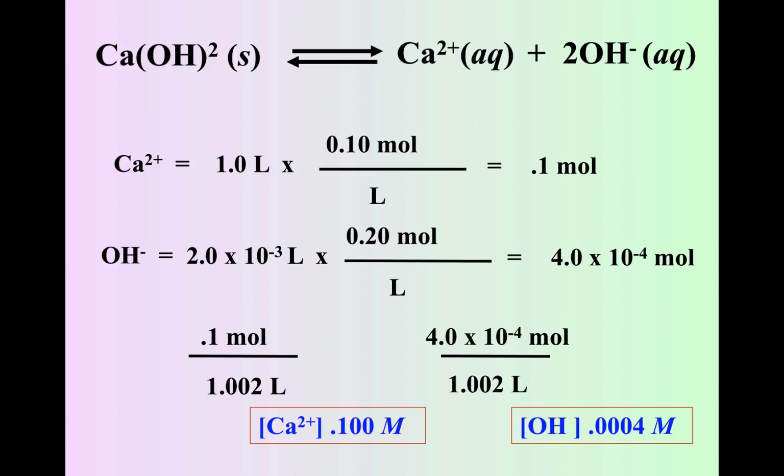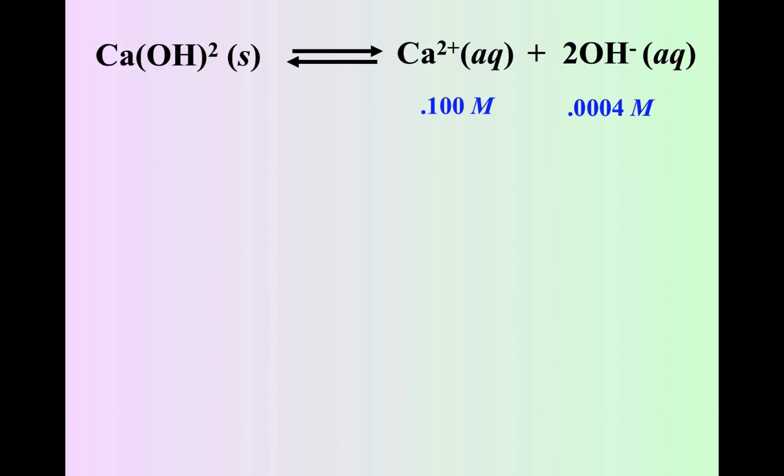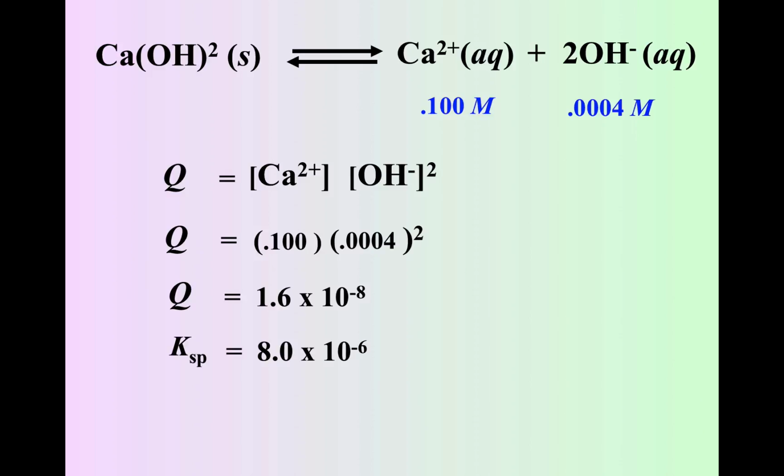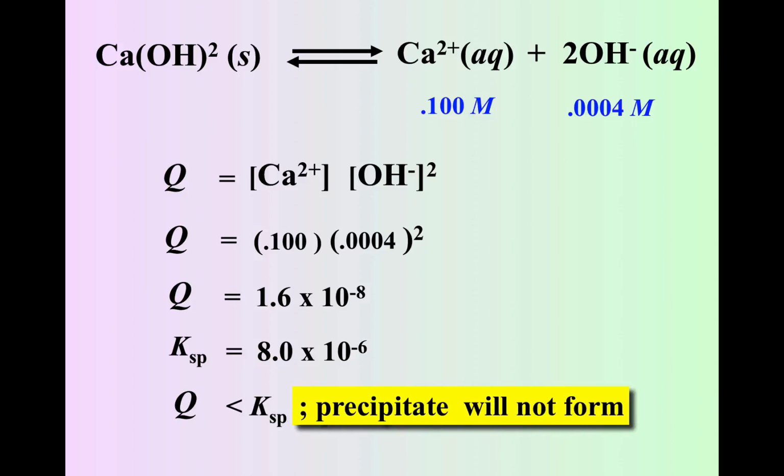And plug these concentrations into the law of mass action, into the ion product, to see whether precipitation is going to form or not, what the magnitude of Q is. So I plug these concentrations in, solve for Q, and compare Q to K. In this situation, Q is less than K, so no. With these concentrations, you don't have a high enough concentration of the ions to precipitate. So we're not going to get anything dropping out here.